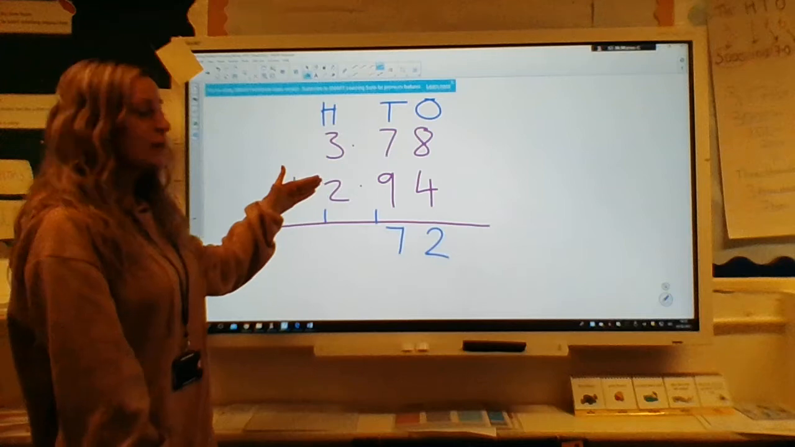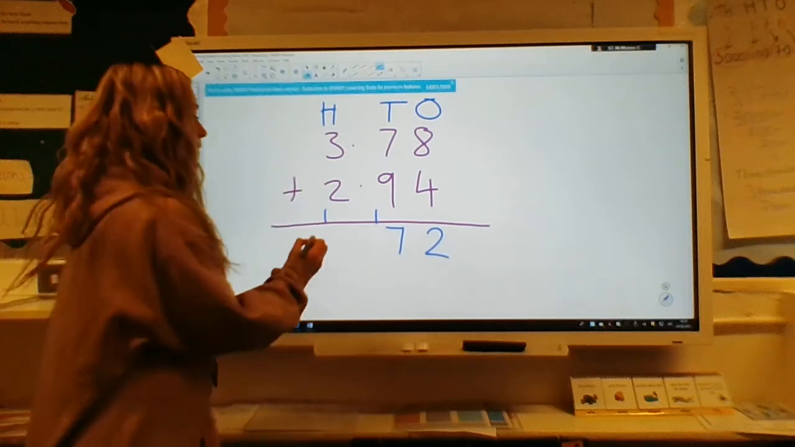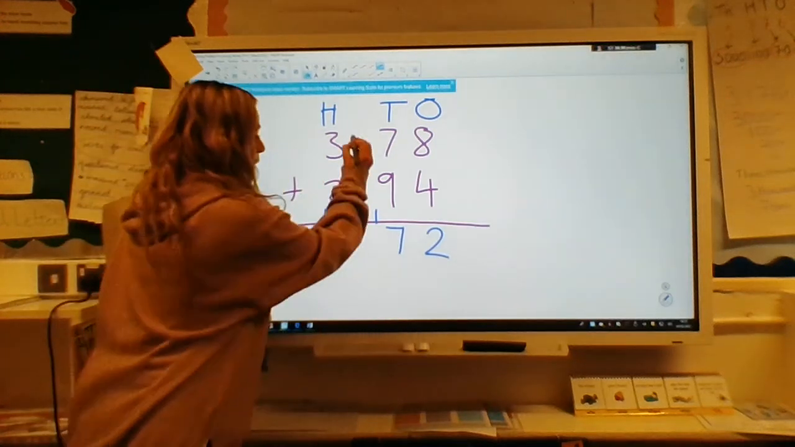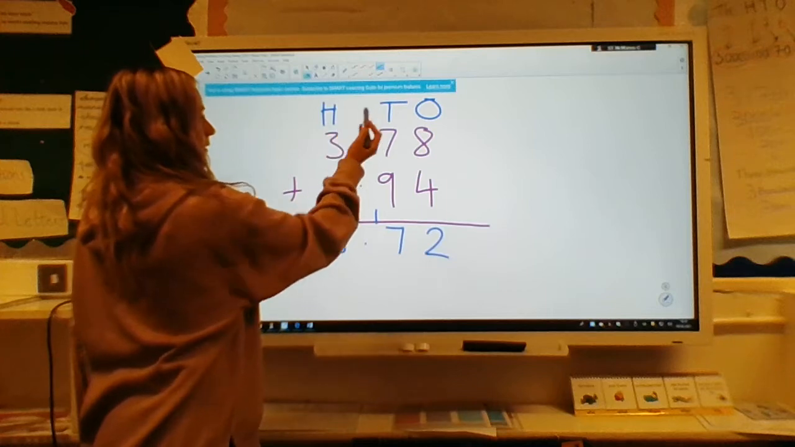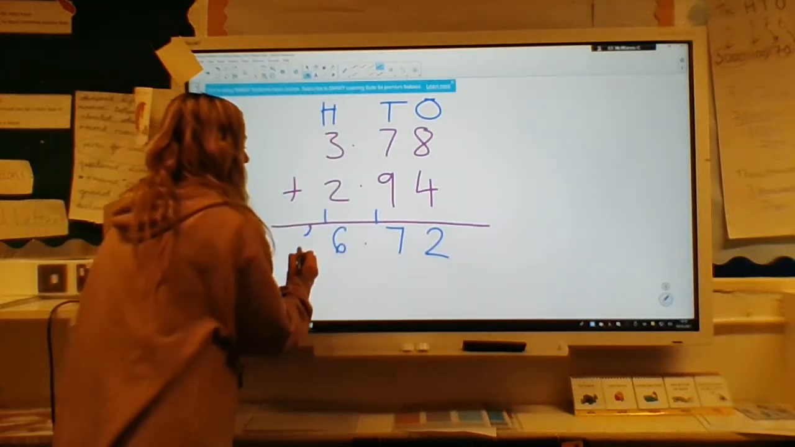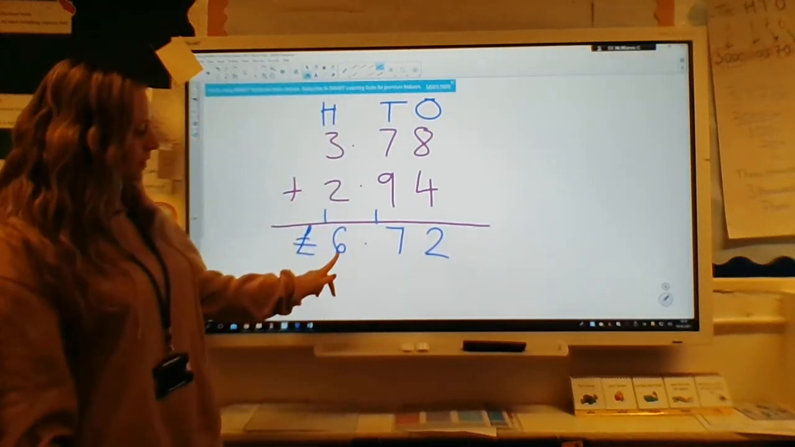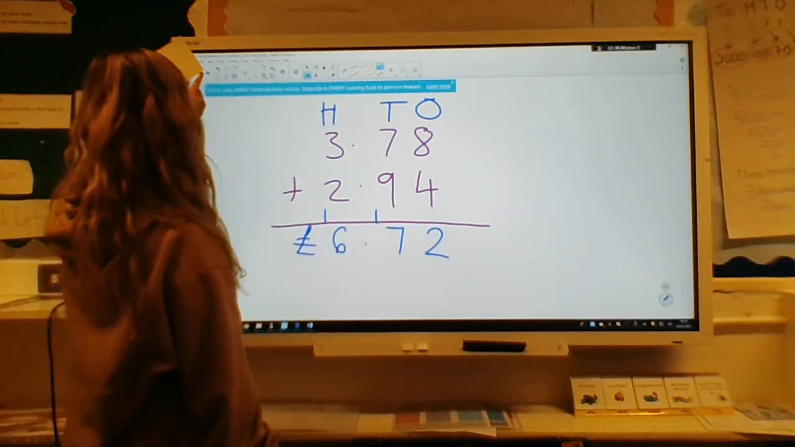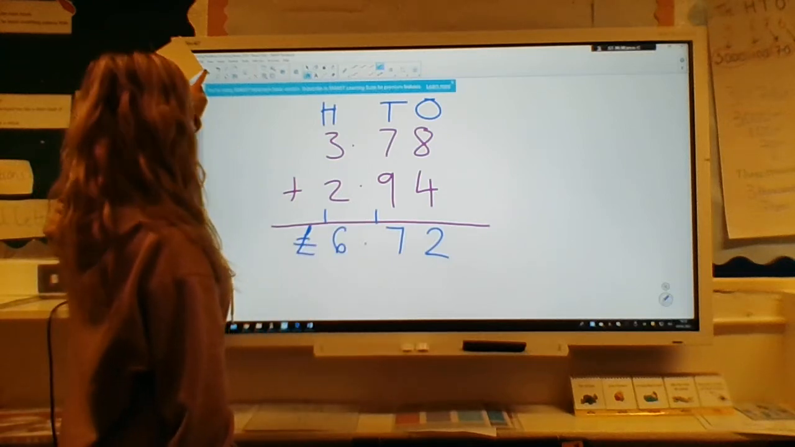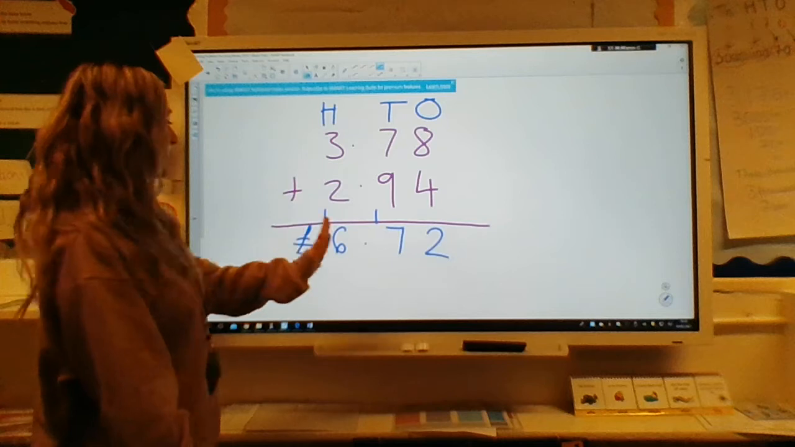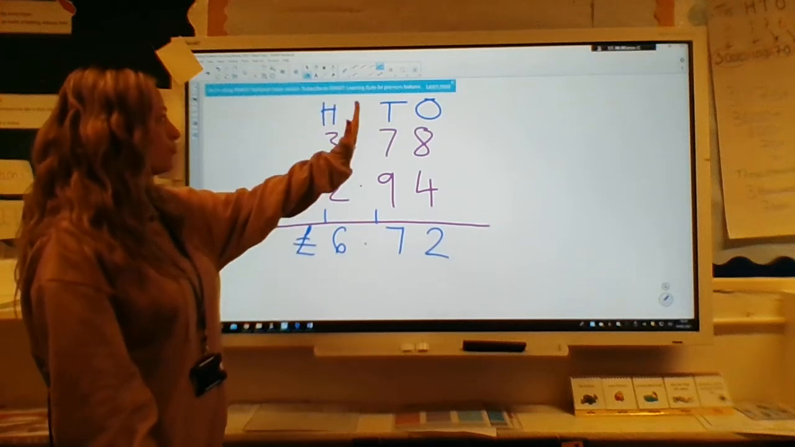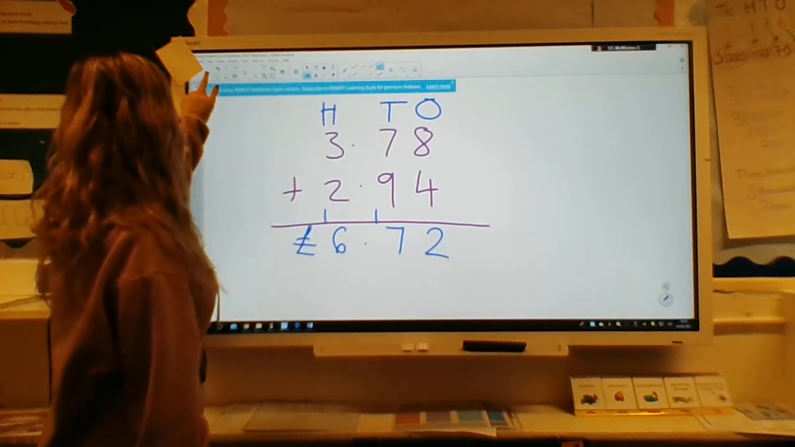300 plus 200 is 500, plus 100 is 600. Put your decimal point back in, because it's between the hundreds and the tens column, and your pound sign. So that equals £6.72. So if you're adding amounts, use the column method in your place value. Make sure the decimal point is in between the hundreds and the tens, and you've got your pound sign.